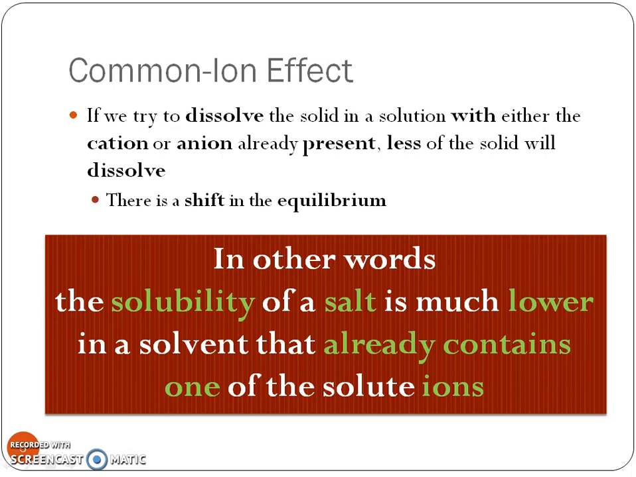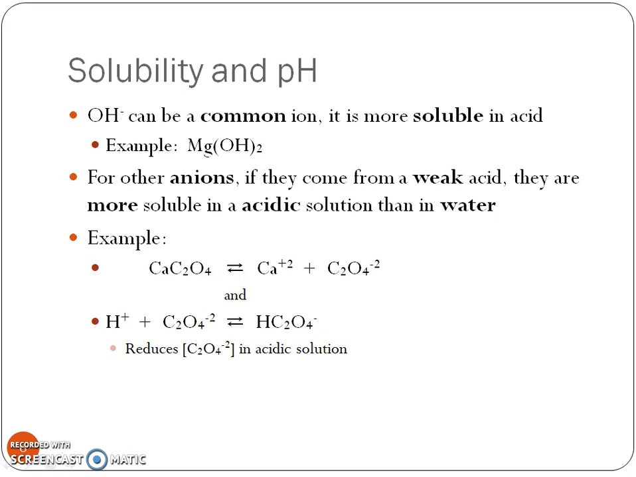If we tried to dissolve a solid in a solution with either of those cations or anions already present as the common ion in the solvent, of course less of that solid is going to dissolve. Again, we have to think about Le Chatelier's principle and that shift in equilibrium. So in other words, the solubility of a salt is much lower in a solvent that already contains one of those solute ions. So again, if there's a common ion, there's going to be less that can dissolve.